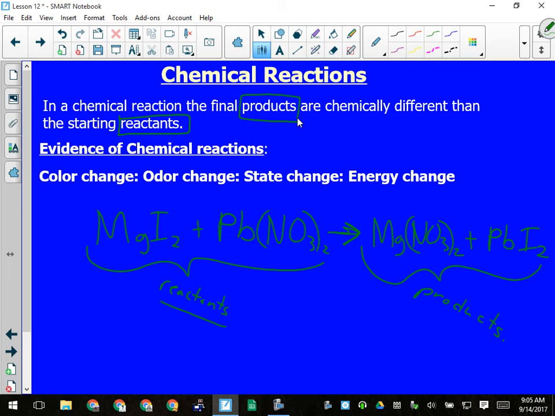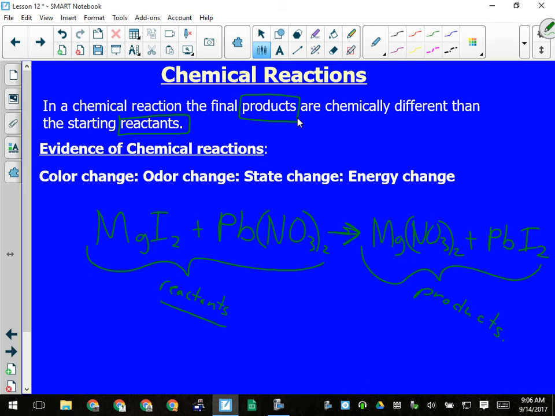Why wouldn't that happen? Metals don't chemically bond to each other, right? So I could never have a reaction where that would happen. So that would be an example there. Again, reactants are what we start with, products are what we end with.